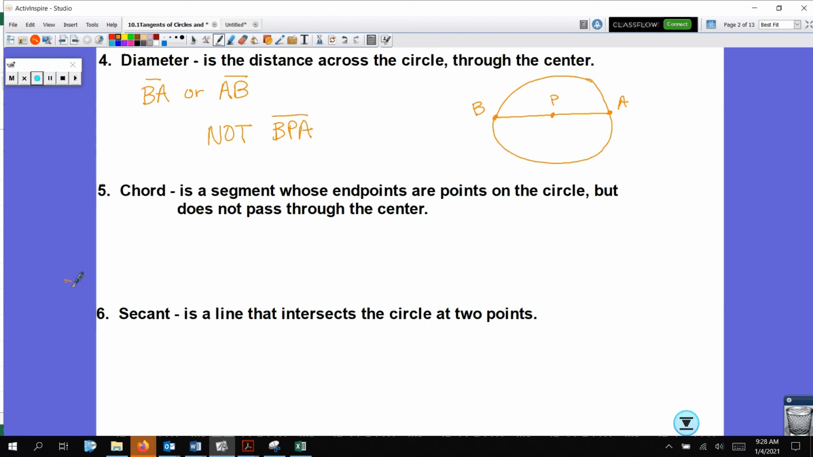We're not going to say the diameter is BPA, because we only use 3 letters to name an angle. We do not use 3 letters to name the diameter, only the 2 points on the outside of the circle. As long as that line goes through the center, it is a diameter.